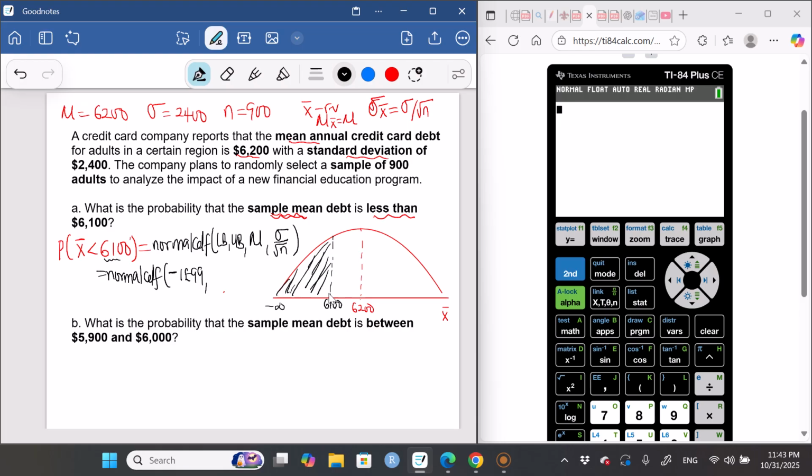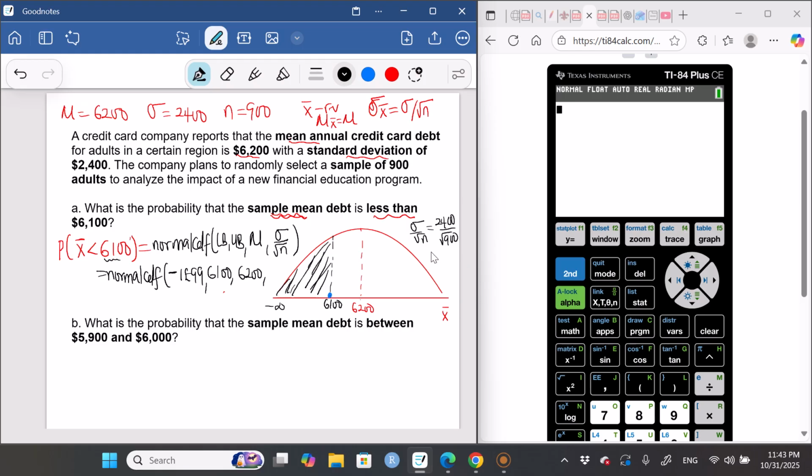Comma, the upper bound, this is going to be my upper bound, which is 6,100. Comma, the mean, which is 6,200. And here we have sigma over the square root of n. You can do that separately out here. Sigma over the square root of n is the same thing as saying 2,400 over the square root of 900.